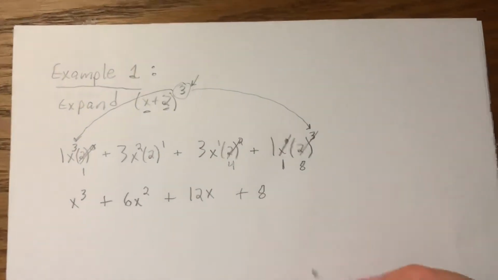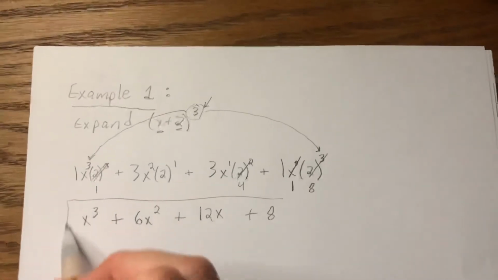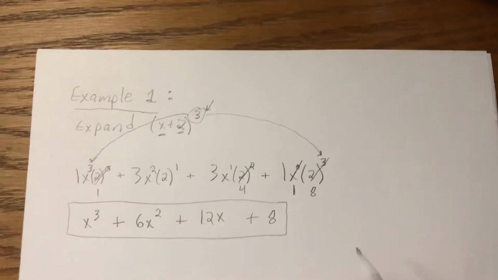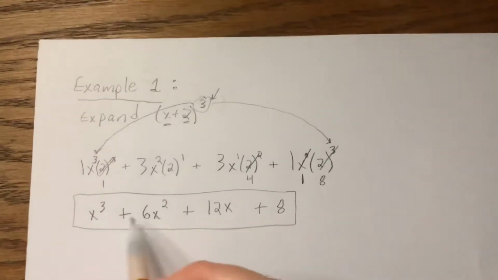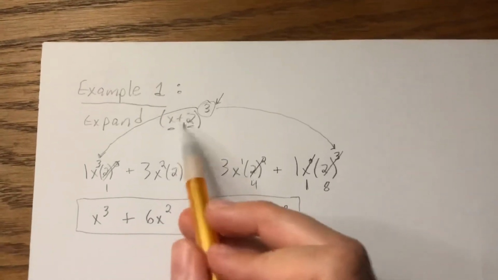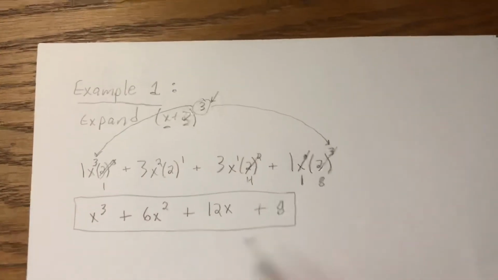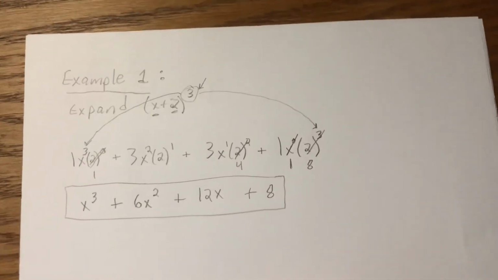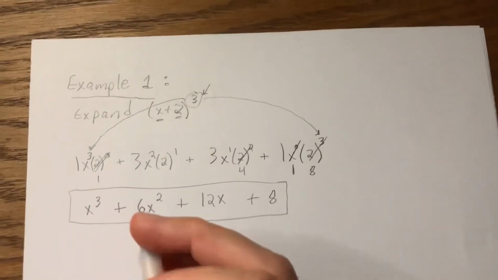Now that everything's all simplified, this is my final answer. So this is the expanded version of this. If I were to take x plus 2 and multiply it out 3 times, I would get this. Here's what I want to show you.